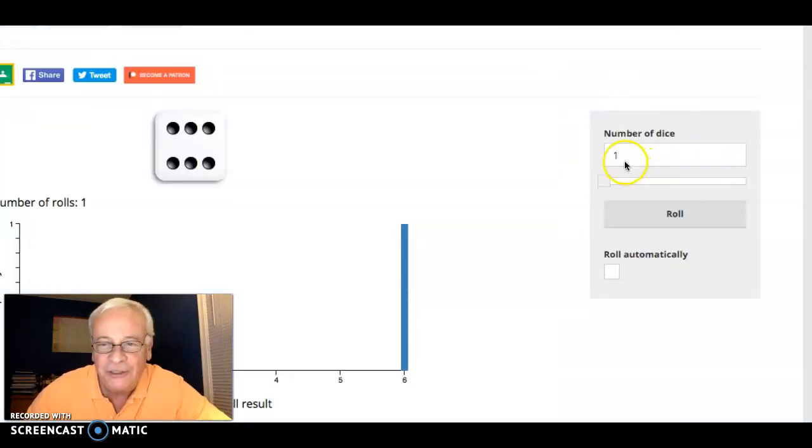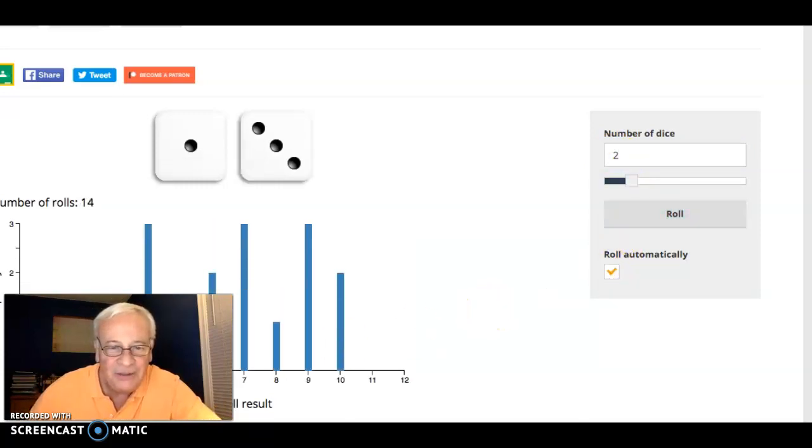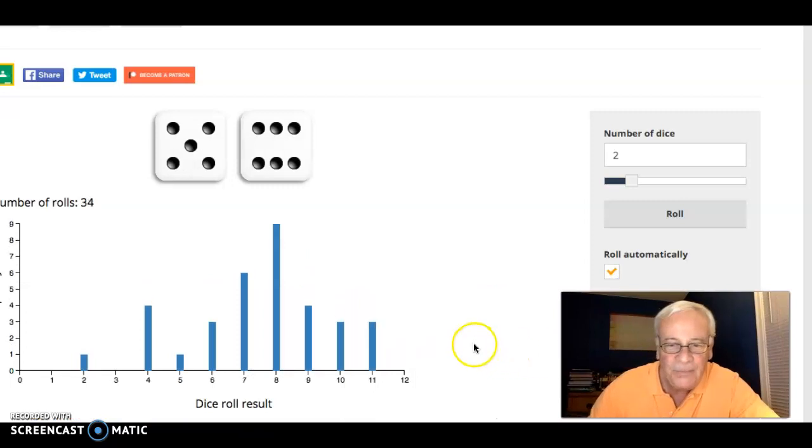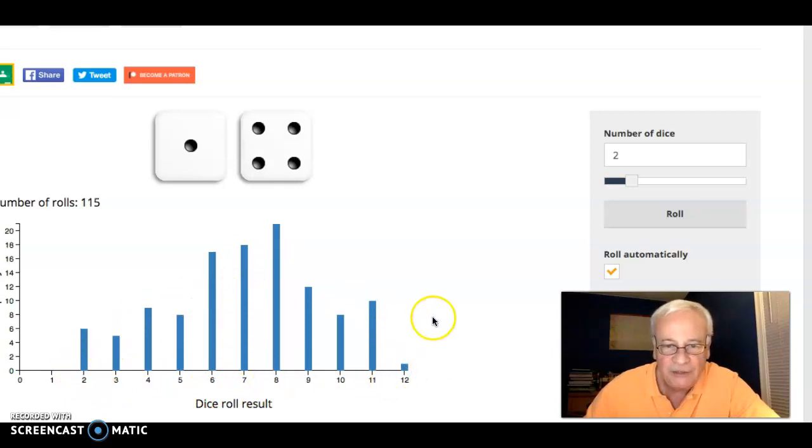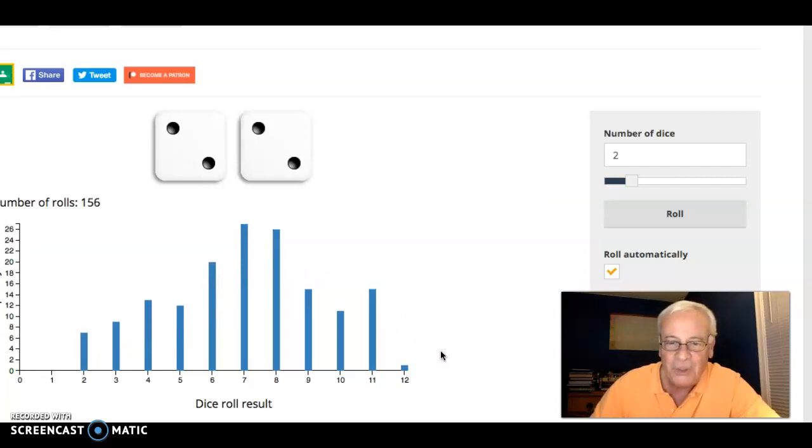Another one would be rolling 2 dice. I'm just going to let it go here. Again, guys, 2 dice are going to add up between 2 and 12, and 7 should be the most. So if we let this roll for a while, it should end up being a normal distribution. Okay, we'll come back and look at it later.